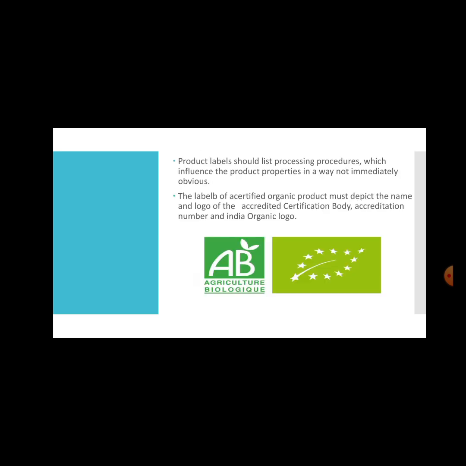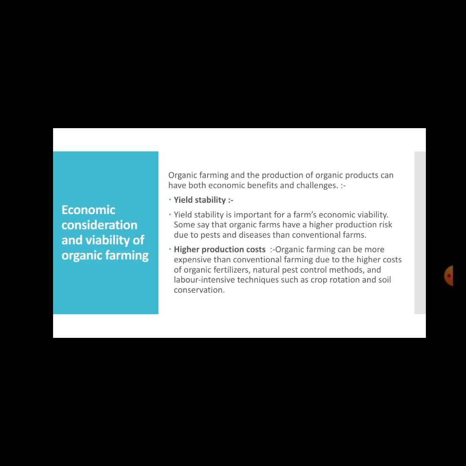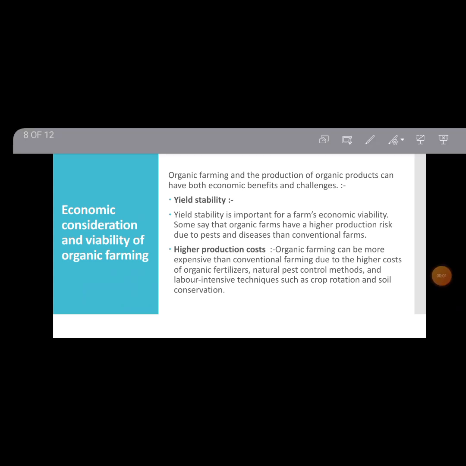And next, the product label should list processing procedures that influence the product properties in ways not immediately obvious. And next we will know about the economic consideration and viability of organic farming. Actually, we know that organic farming or the production of organic products has a key role in the economic consideration or viability of organic farming.